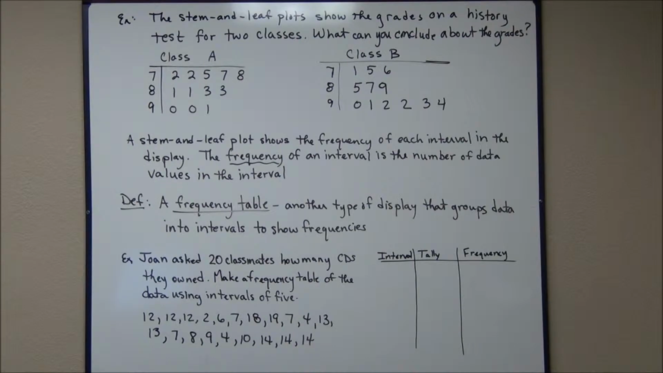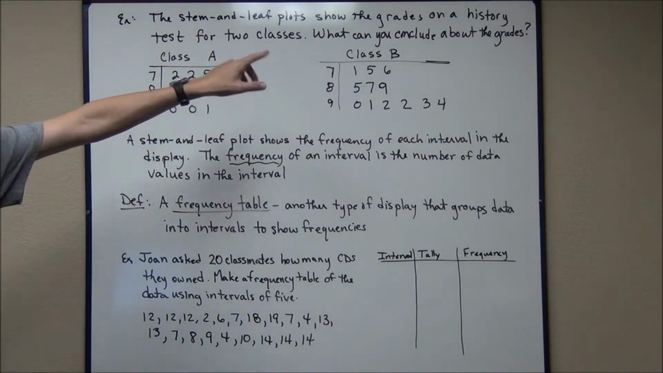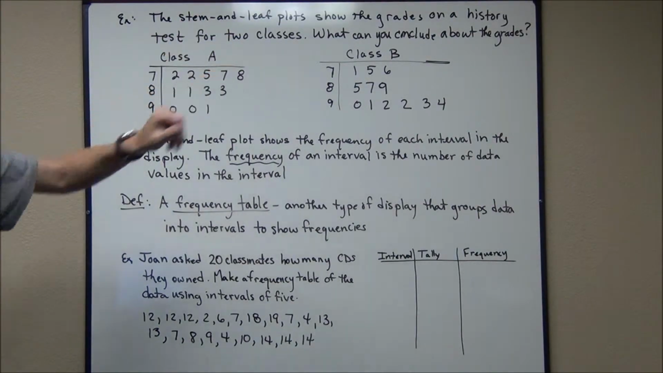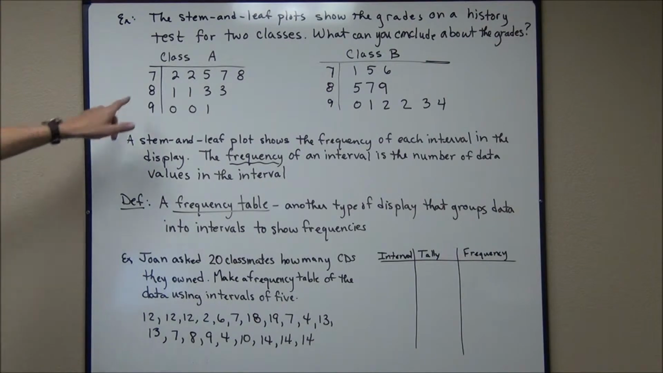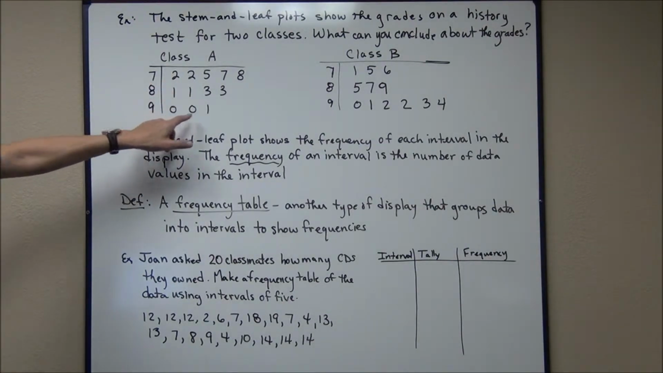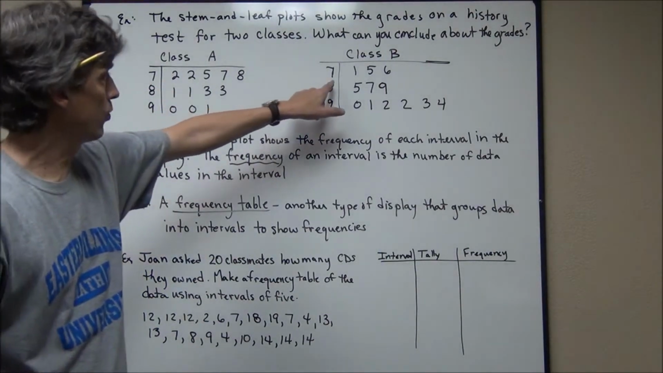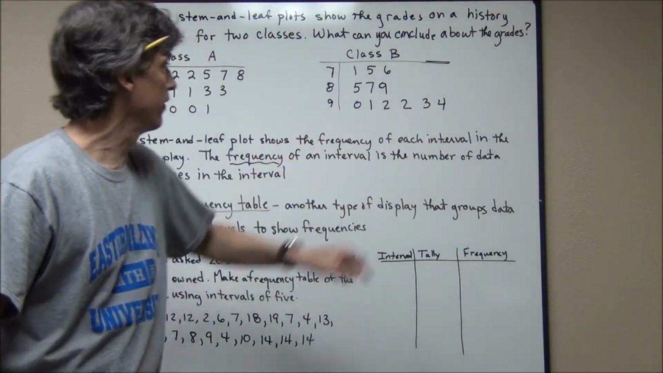Okay, here's another example involving stem and leaf plots. Let's show the grades on a history test for 2 different classes, Class A and Class B, in a stem and leaf plot. What can you conclude about the grades? Well, you can see that the low grade was 72, the high grade here was 91. We can see that the low grade here was 71, the high grade was 94.